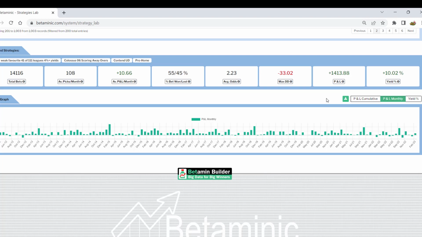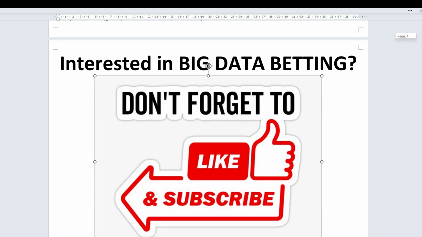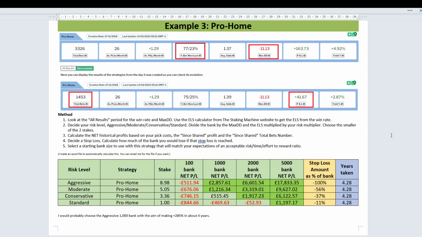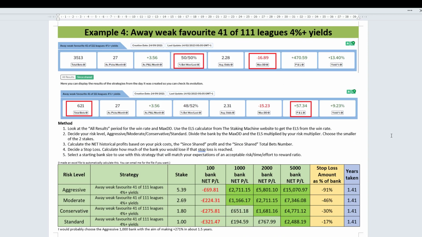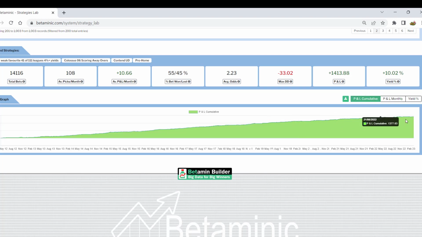And when you use several strategies together, you see interesting things like the maximum drawdown is only minus 33, and that's not bad considering the maximum drawdown of the Colossus 6 is minus 24, the maximum drawdown of Contend UD is minus 28, the maximum drawdown of Pro Home is minus 11, and the maximum drawdown for Away Weak Favorite is minus 16. So even using all of those together, we still just have a maximum drawdown of minus 33, which is quite good, I think, for using 4 strategies together. And we can see its results monthly, and also its total profit graph.